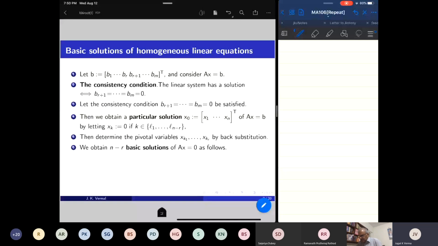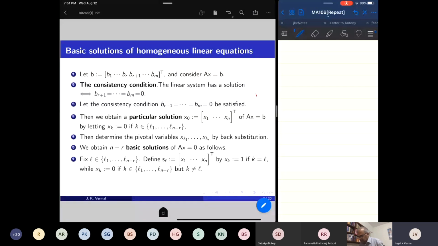Okay. So we determine the pivotal variables by back substitution. So r variables are determined. The remaining n minus r are free variables. And we will see that there are n minus r basic solutions. These are called basic solutions, and every solution is a linear combination of basic solutions. Let us see how we do that. The free variables correspond to the columns l1, l2, ..., l(n-r). So we take the free variables and look at them.